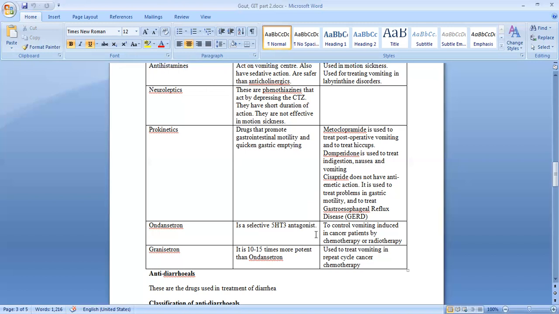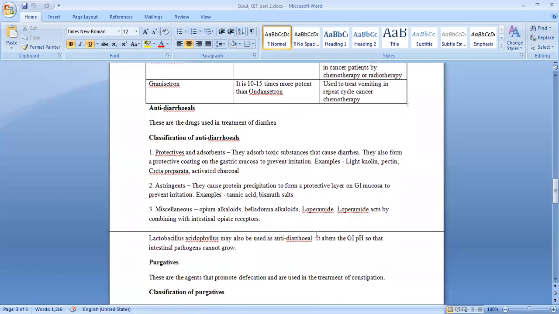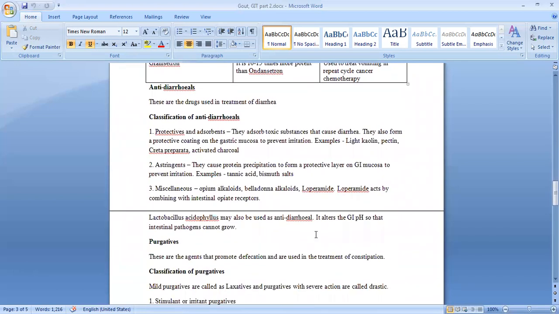So far we have discussed emetics and antiemetics. Then we will go to the next category of drugs, which are the antidiarrheals. Whenever somebody is suffering from diarrhea, which is loose motion, we give antidiarrheals. There are three categories of drugs under antidiarrheals: protectives and adsorbents. These are compounds which have adsorbent property. Whenever diarrhea is caused, it is because of some toxin which has entered the body, or because of bacterial infection which is producing toxins. So what these compounds will do is adsorb those toxic substances.